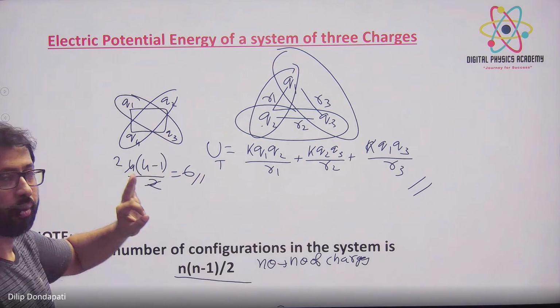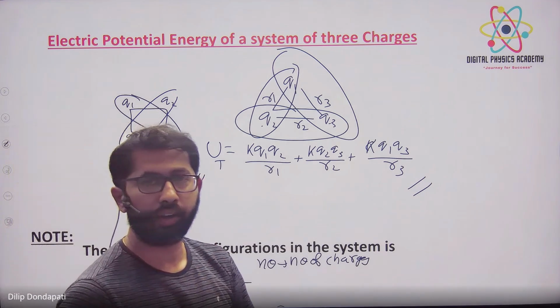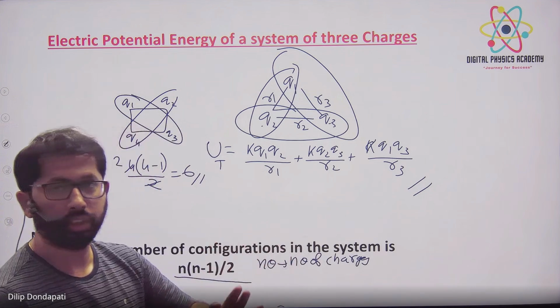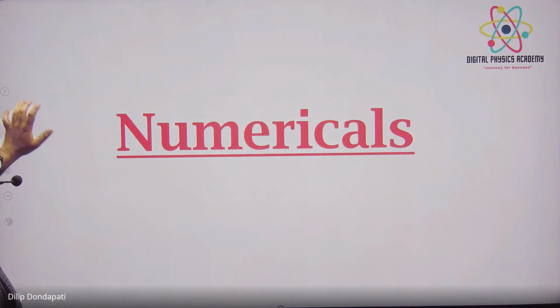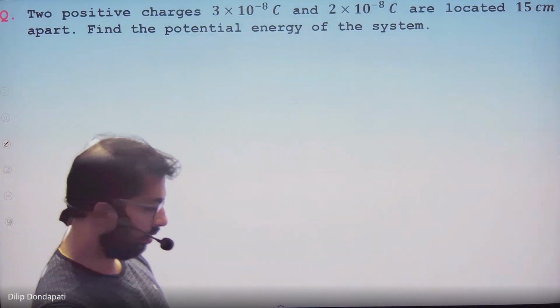So the potential energy formula is K Q1 Q2 by R. New formula. This is the last topic. Once potential energy is done, then potential is done. Okay, let's go. Simple formula.